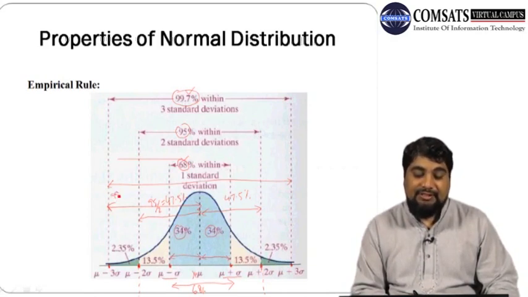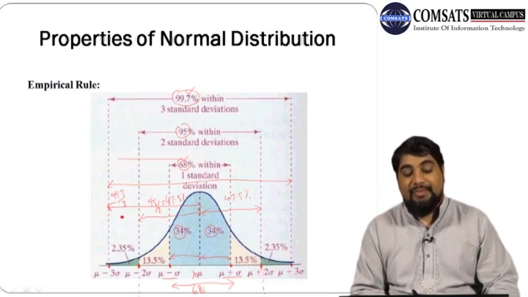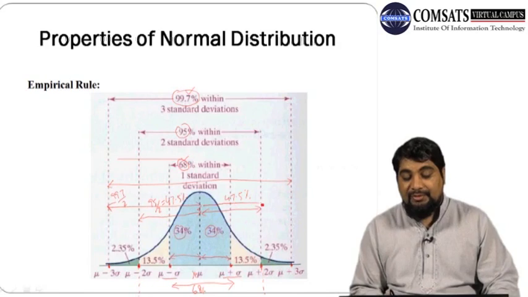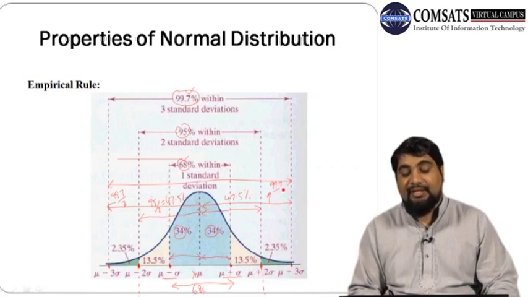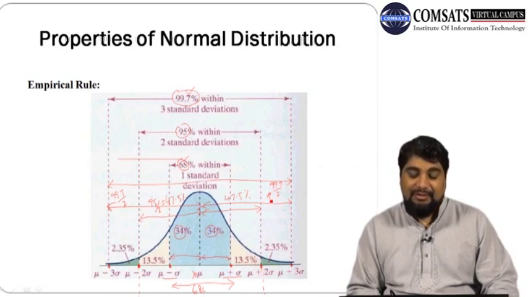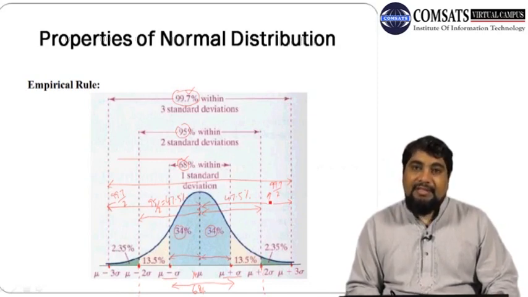So 99.7 divided by 2, and similarly this remaining portion, the area between mu and mu plus 3 sigma, will be the second half, 99.7% divided by 2. So these are the 3 empirical rules.